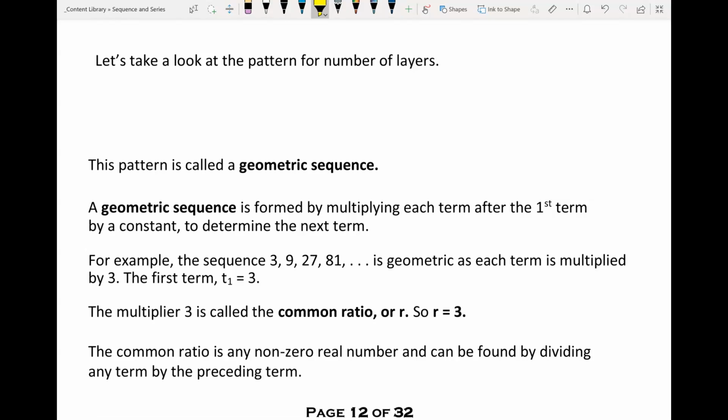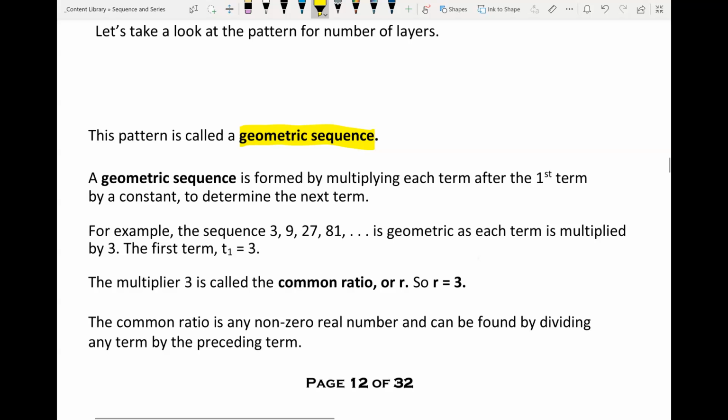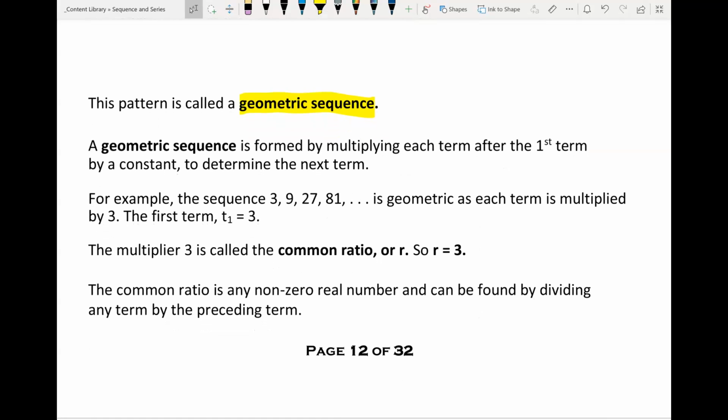So in summary, a geometric sequence is formed by multiplying each term after the first term by some constant to determine the next term. So for example, the sequence 3, 9, 27, 81 is geometric as each term is multiplied by 3. And the first term is T1, which is equal to 3. The multiplier 3 is called the common ratio, and we denote this by an R.